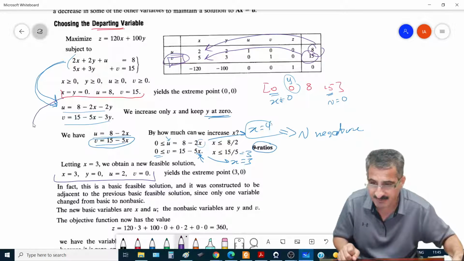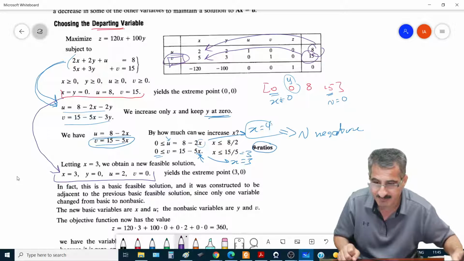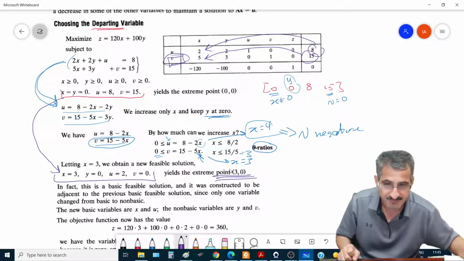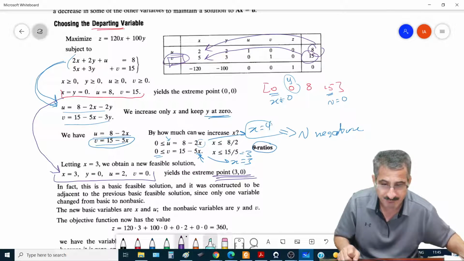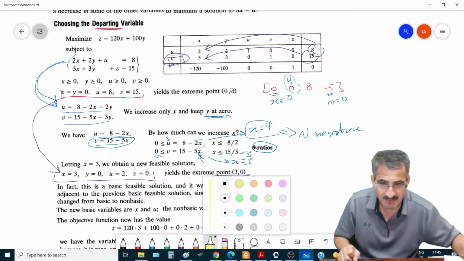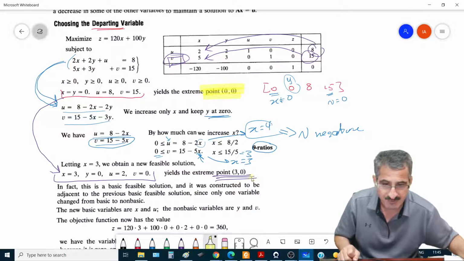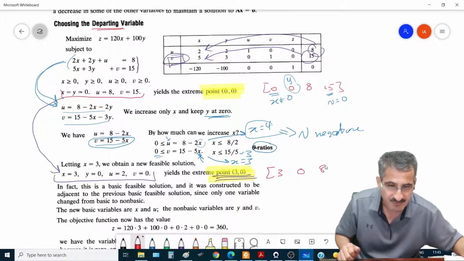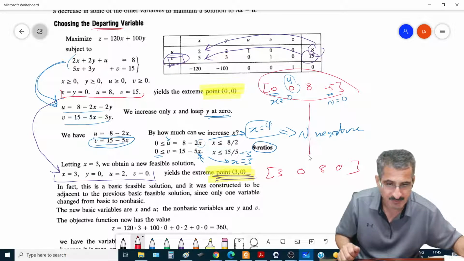فبننتقل الآن من إكستريم بوينت إلى إكستريم بوينت جديدة. شايف هيها إكستريم بوينت 3، 0، 0. إحنا كنا عند الإكستريم بوينت هذه هنا 0، 0، صرنا عند الإكستريم بوينت 3، 0، 0. ليش؟ لأنه حولنا الأحمر هذاك إلى 3، 0، 8، 0، حولنا هذا إلى هنا.